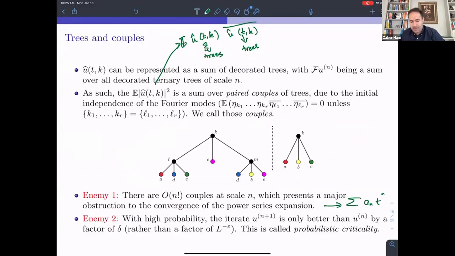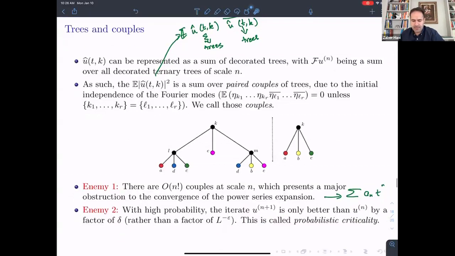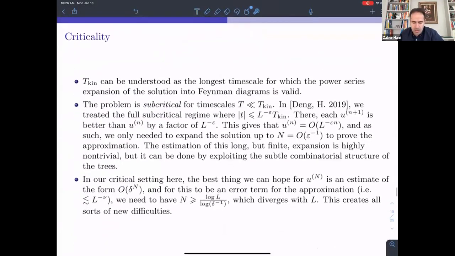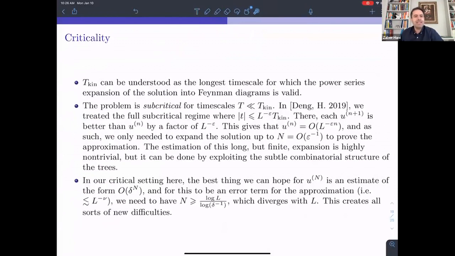The second enemy, which is again very important in our setting, is this notion of probabilistic criticality. And what this means is that with high probability, or with overwhelming probability, the n plus first iterate of the NLS is only better than the nth iterate by a factor of delta rather than by a power of L. Okay, this is what we call probabilistic criticality. So probabilistic criticality is what dictates the longest time scale for which this power series expansion is valid, if you like.